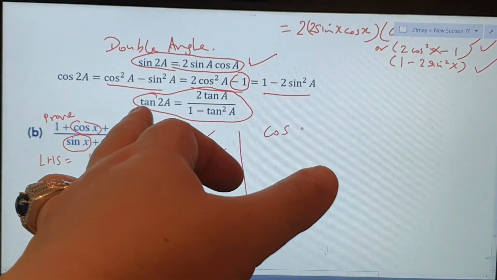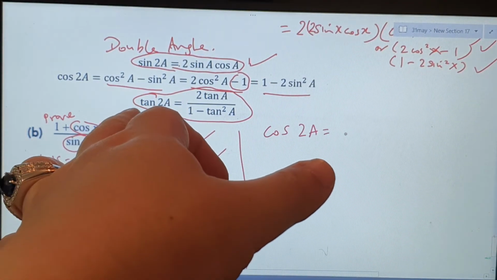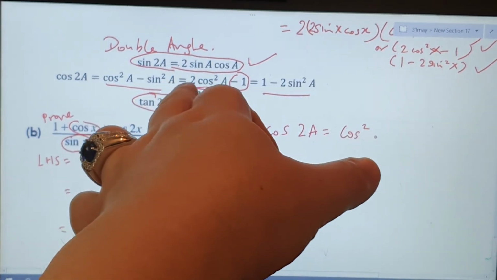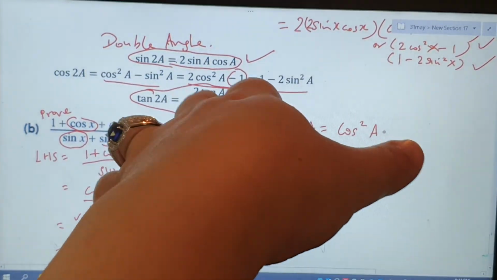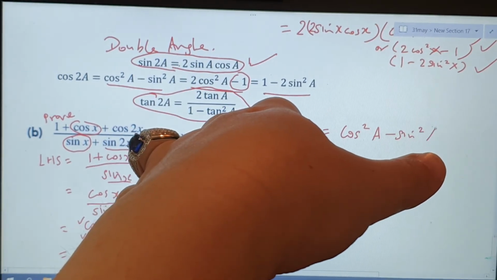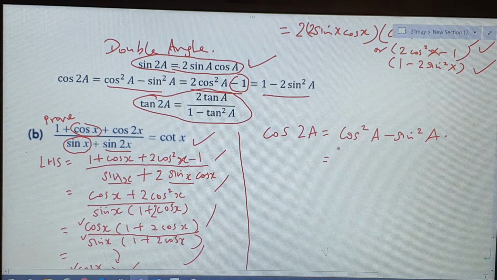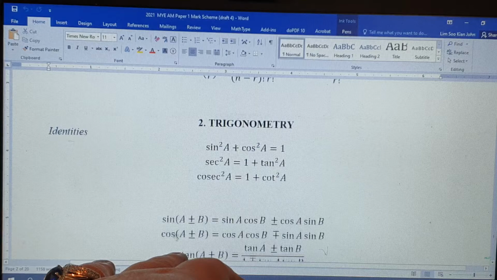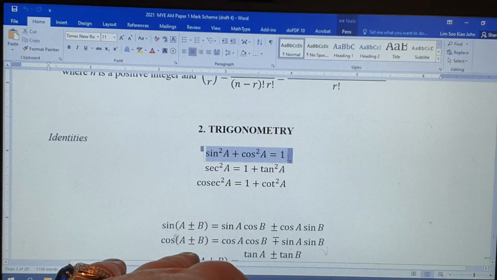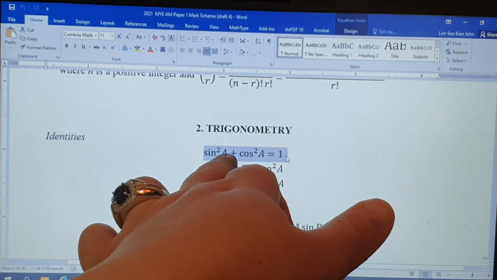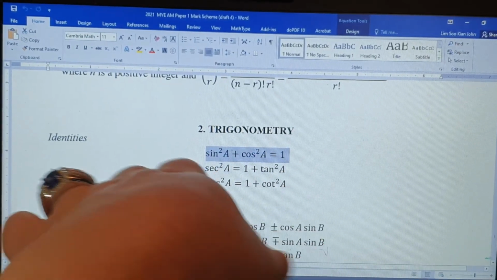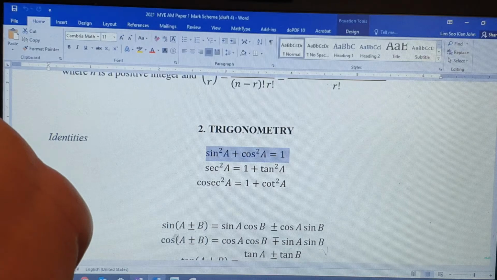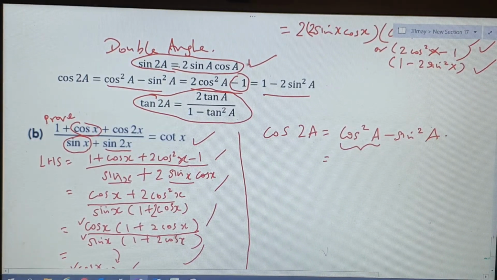Now, why is it that cos 2a can be this, can be this, can be this? I show you why. The first reason is, ladies and gentlemen, due to this fella. What fella? You look at your formula sheet. This one, very commonly used, sine square A I can change as 1 minus cos square A. So I write it on the notes here. The thing that I showed you just now was sine square A plus cos square A equals to 1.